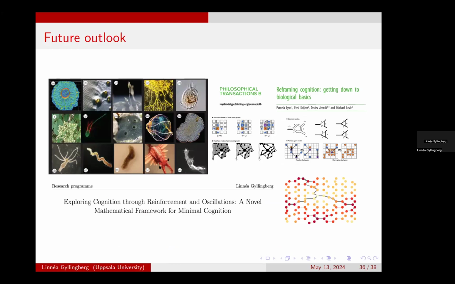So right now, I want to continue working on this. I just recently got a big grant from the Gyllenberg Foundation, and I want to continue studying cognition through reinforcement and oscillations. And what I think is interesting is that there was this theme issue in Philosophical Transactions B of the Royal Society called Reframing Cognition, getting down to the biological basics, where they discussed minimal cognition, so cognition in acellular organisms in a range of different organisms. And there are also tons of different models to explore. But what I want to do is really to study how these types of models can be used to understand how cognition arises in lower level organisms, so organisms without a brain.